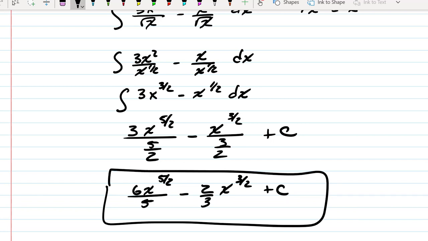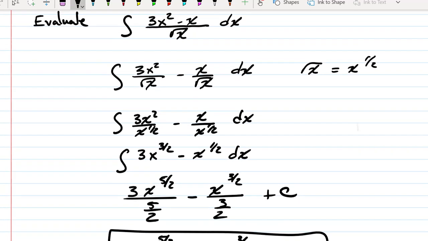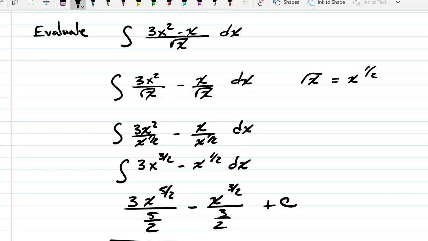So the key here in this problem was using algebra to rewrite this rational expression as single terms and converting our radical into x to the 1/2.